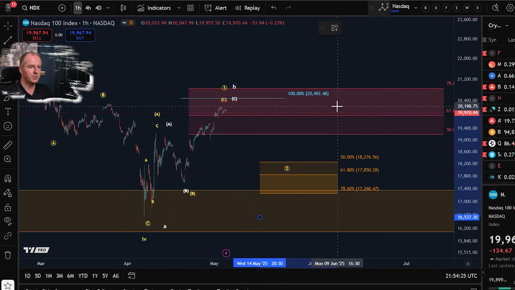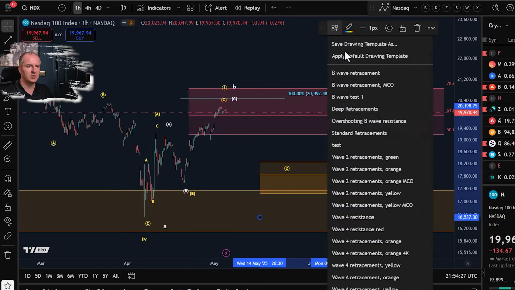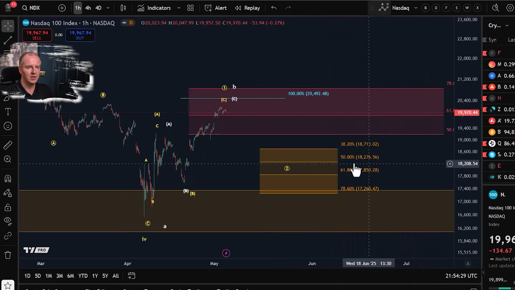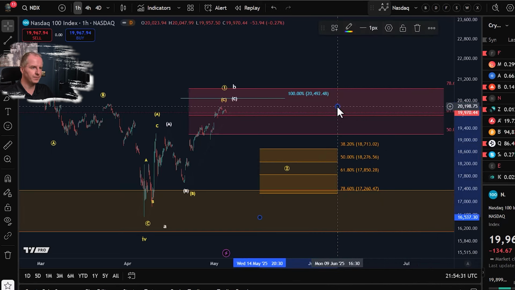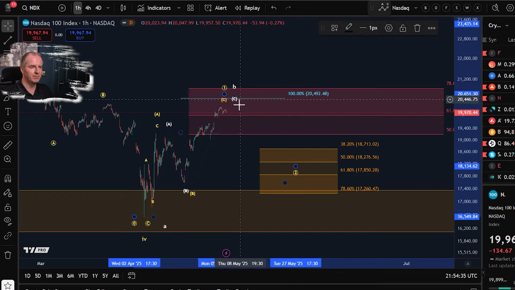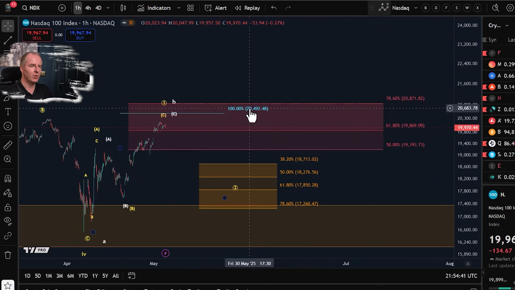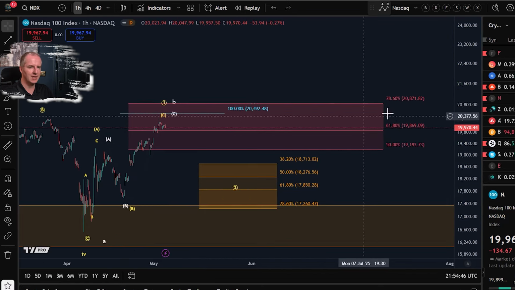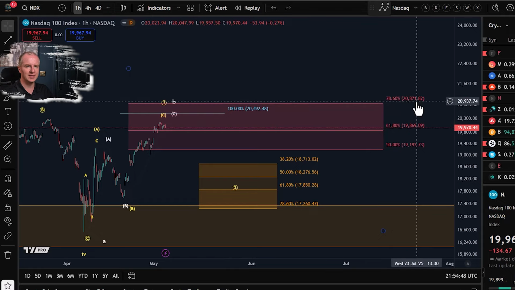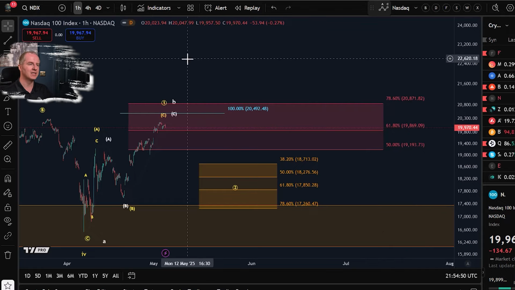Now, if a larger pullback would start now, this would be the support area to watch. You can keep that on your own chart if you're interested for the next few weeks to watch. If it pushes a little bit higher, obviously the support area will need to be adjusted with the price, and the 20,490 level should be next, the next upside target, and then 20,871 would be next resistance.